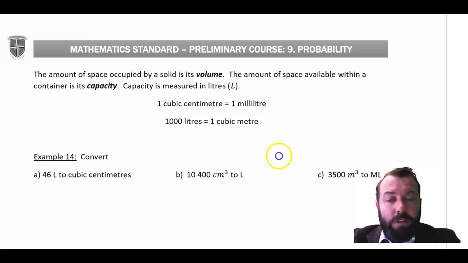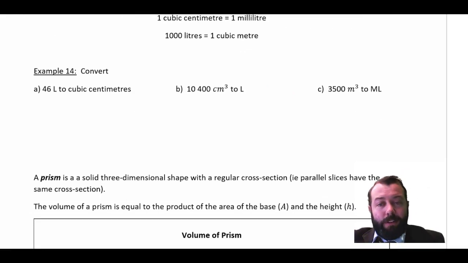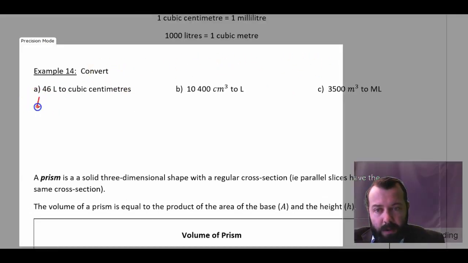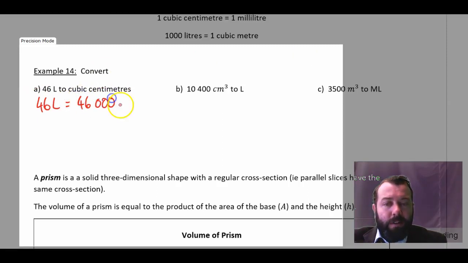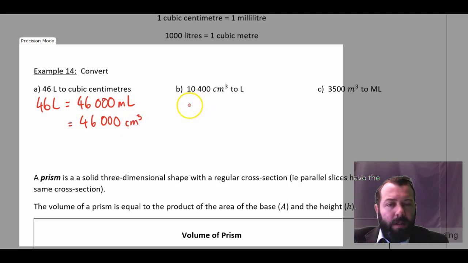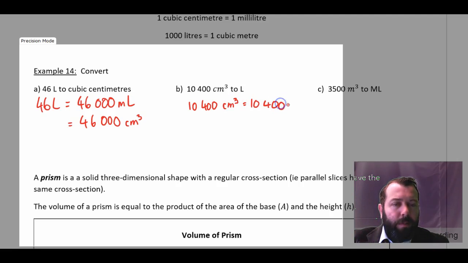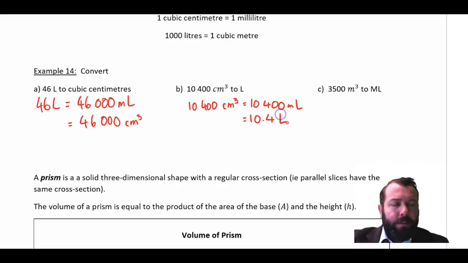So some more conversions to do here. 46 litres to cubic centimetres. So I'm going to say 46 litres equals 46,000 millilitres equals 46,000 cubic centimetres. Now cubic centimetres to litres. 10,400 cubic centimetres is equal to 10,400 millilitres equals 10.4 litres.